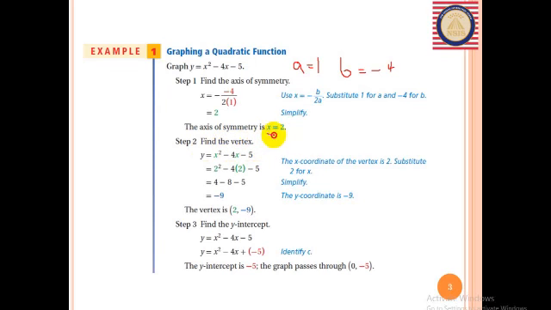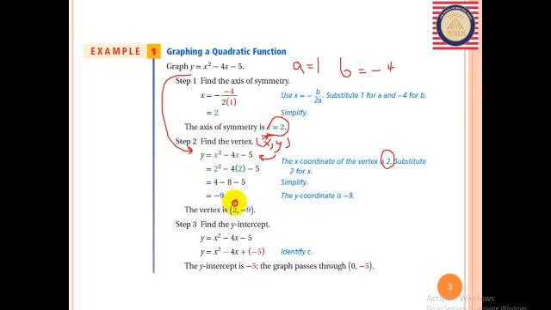The vertex is an ordered pair, you remember? Ordered pair, which is x and y. My x, I already got it from here: x equals 2. What about the y? You go to your equation and substitute the x by 2. So y equals 2 squared minus 4 times 2 minus 5. So you will get negative 9.